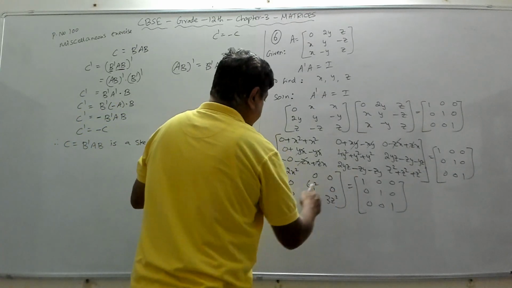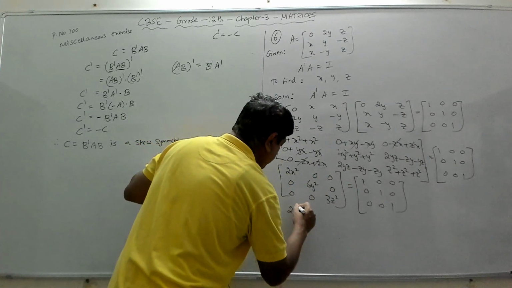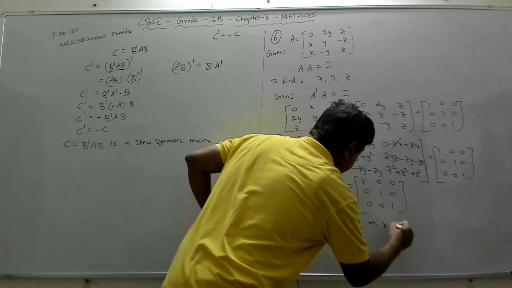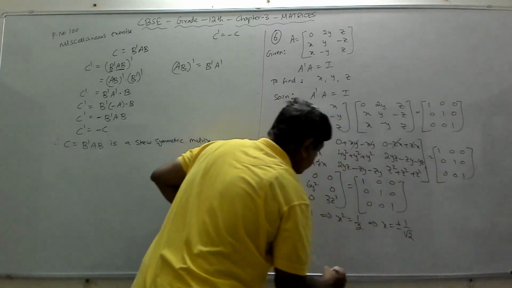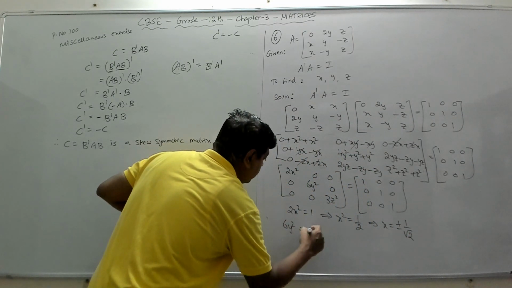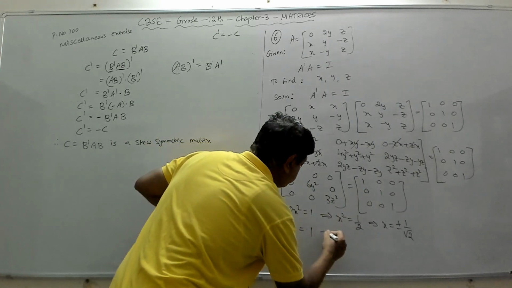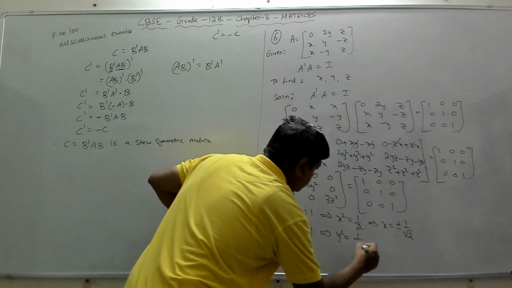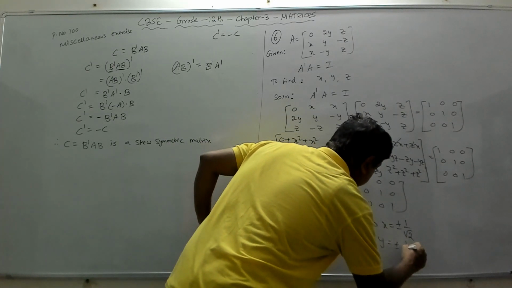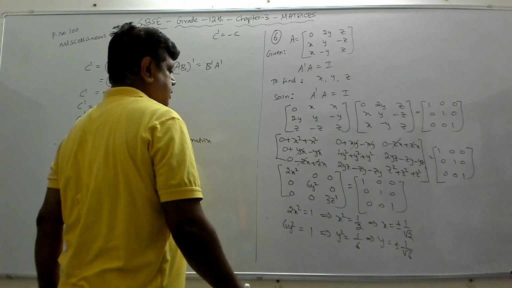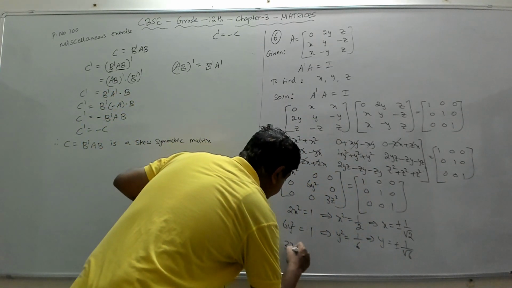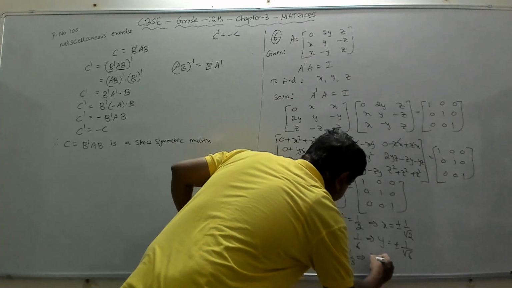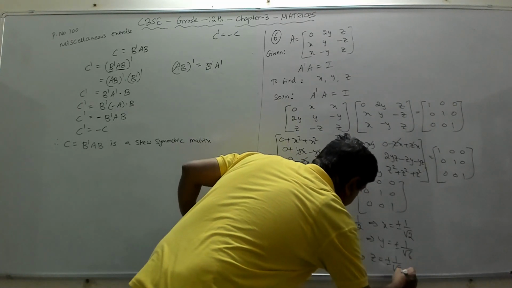So when we compare this, we get 2x square equal to 1, which gives x square equal to 1 by 2. So x is equal to plus or minus 1 by root 2. Similarly 6y square equal to 1, so y square is equal to 1 by 6, which implies y is equal to plus or minus 1 by square root of 6. Same way 3z square equal to 1, so z square equal to 1 by 3, which implies z equal to plus or minus 1 by square root of 3.